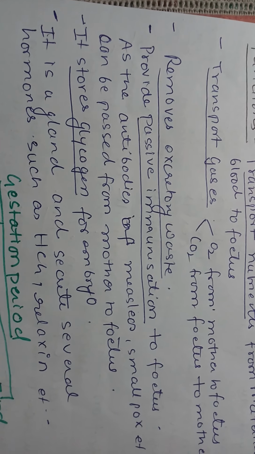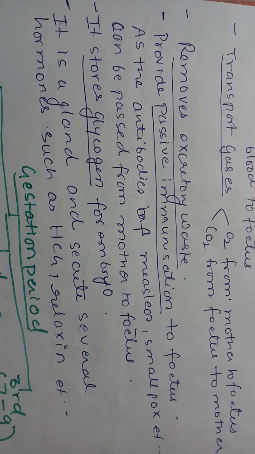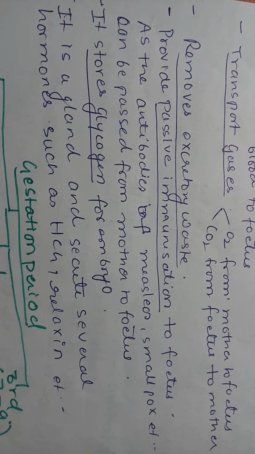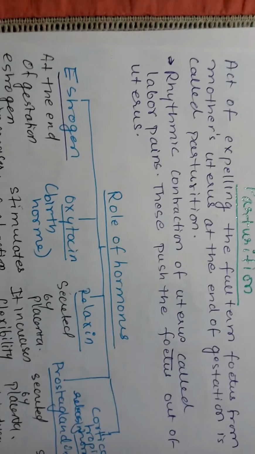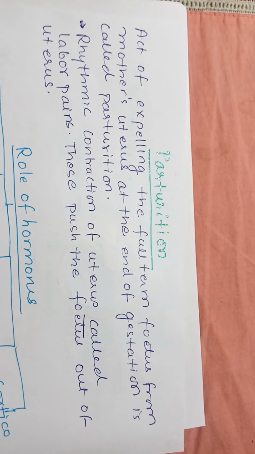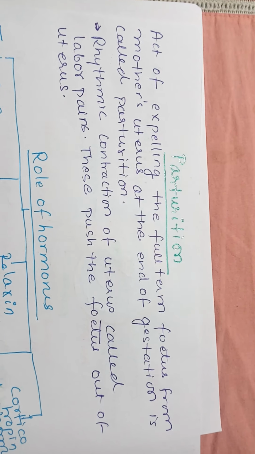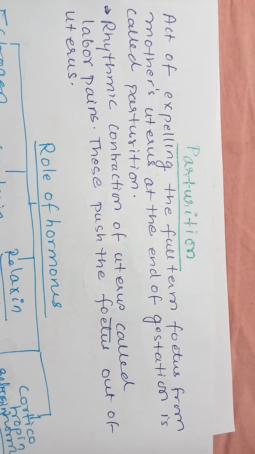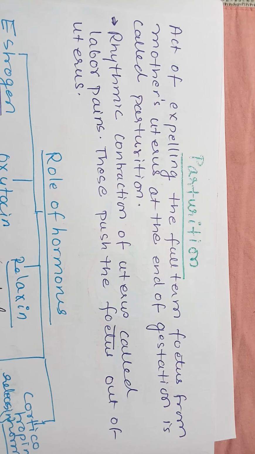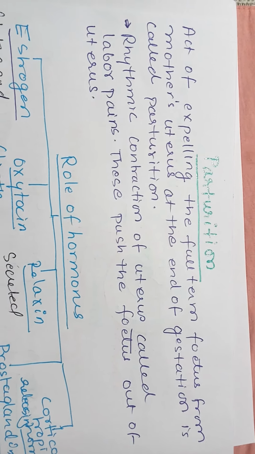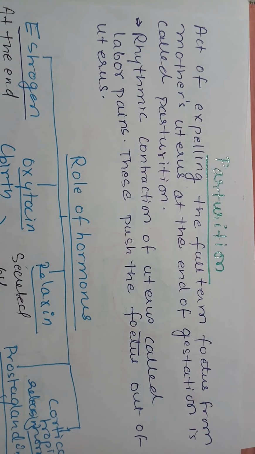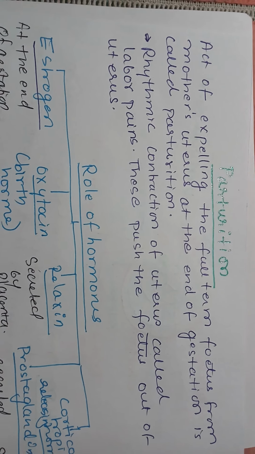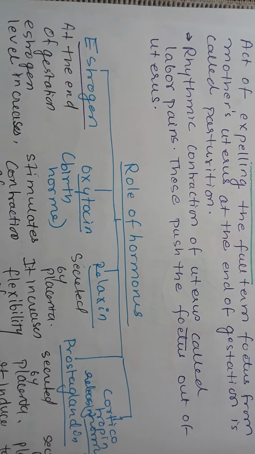Now it stores glycogen for the embryo. It is a gland also and secretes certain hormones such as HCG and relaxin. We'll see what parturition is. The act of expelling the full-term fetus from the mother's uterus at the end of gestation is called parturition. Rhythmic contractions of the uterus, called labor pains, push the fetus out of the uterus.